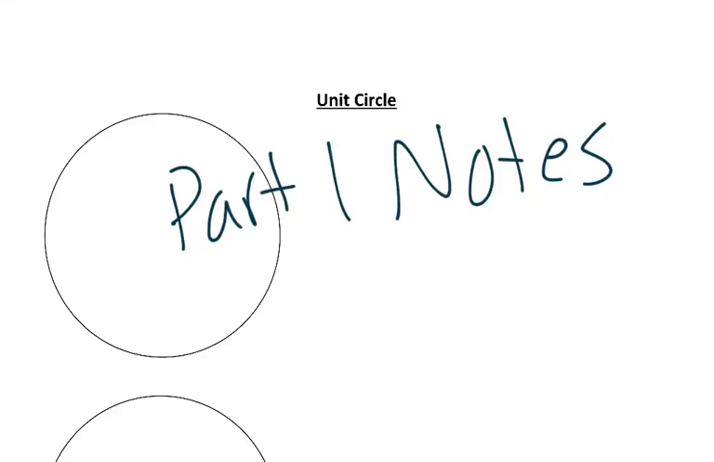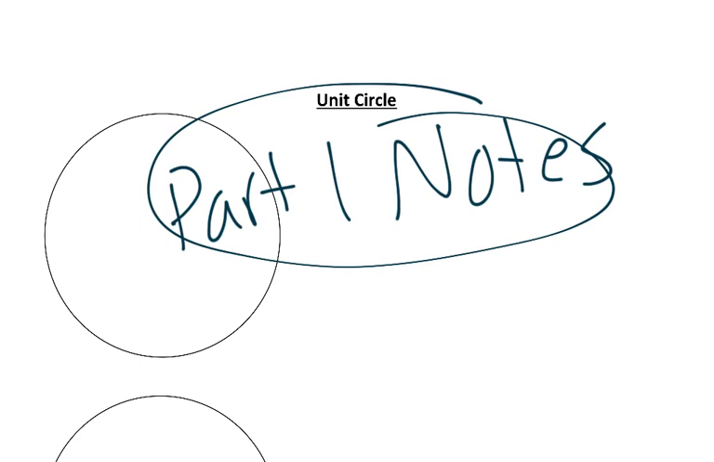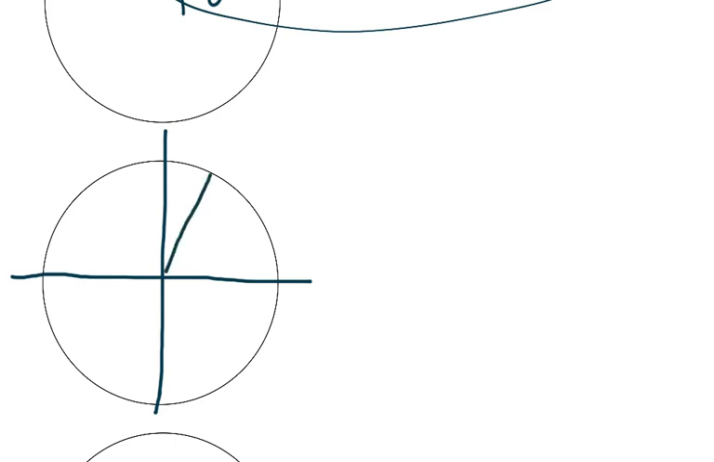All right, so part 2 notes. We did this first section in the part 1 notes, so we're just going to go on to the second circle. So here, I'm going to draw a coordinate plane, and we did the 30-degree measures last one, so here we're going to look at the 60-degree measure.